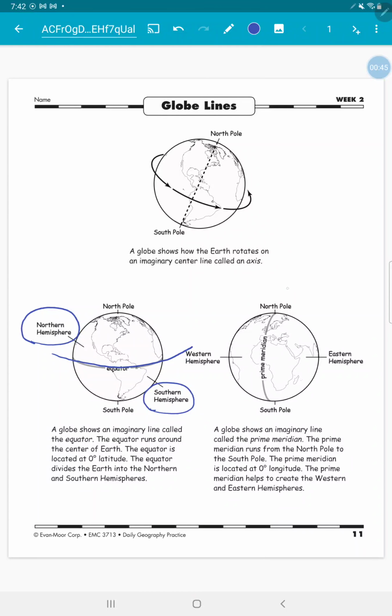And then we also talked about the prime meridian, and the prime meridian runs from the North Pole to the South Pole, and it's located at 0 degrees longitude. So since it's running from the North Pole to the South Pole, it splits the Earth into the Eastern Hemisphere and the Western Hemisphere. So we're going to take a look at some different views of the Earth and see how these hemispheres help to divide the Earth.